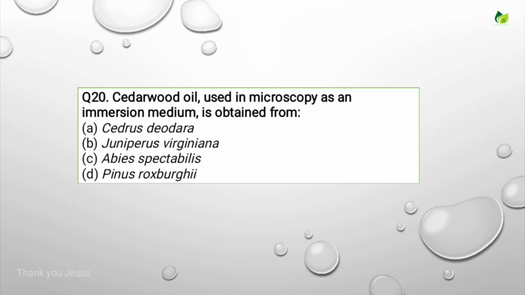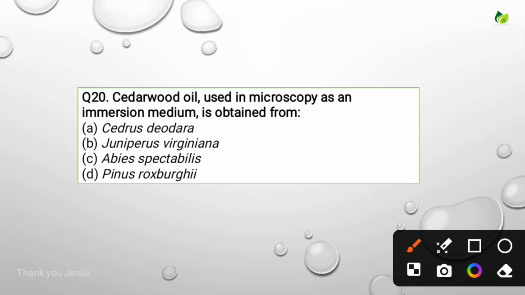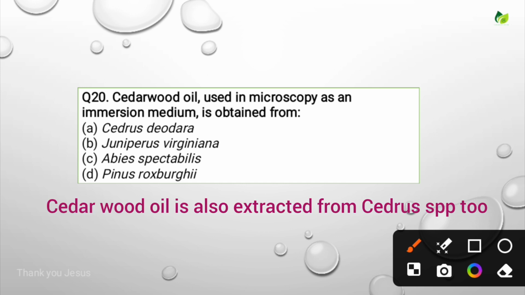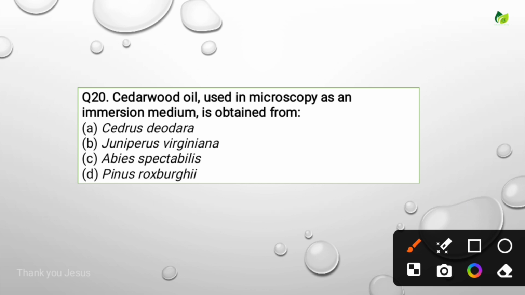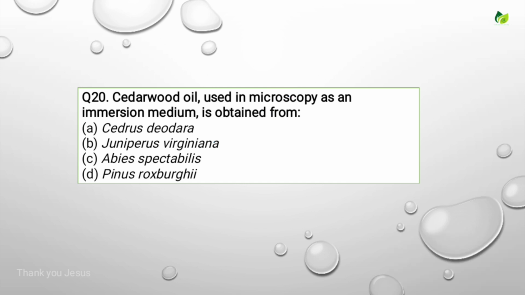Cedarwood oil used in microscopy as an immersion medium is obtained from. Options are Cedrus deodara, Juniperus virginiana, Abies spectabilis, Pinus roxburghii. So for this, the correct answer is Juniperus virginiana. Cedarwood oil, which is used in microscopy, is mainly extracted from Juniperus virginiana. Let's see the next question.